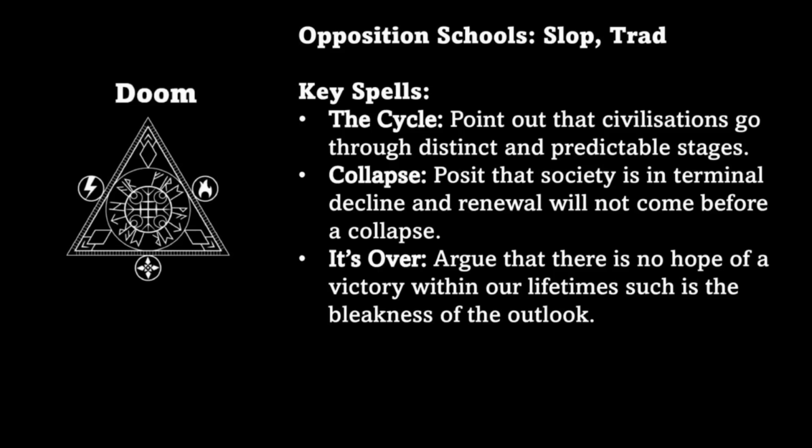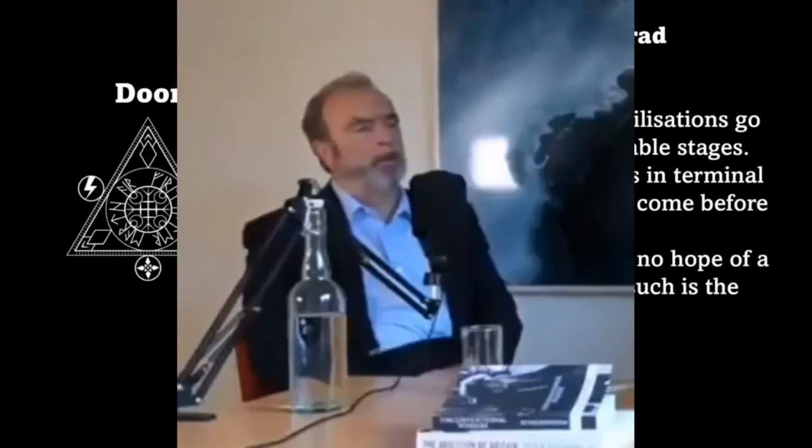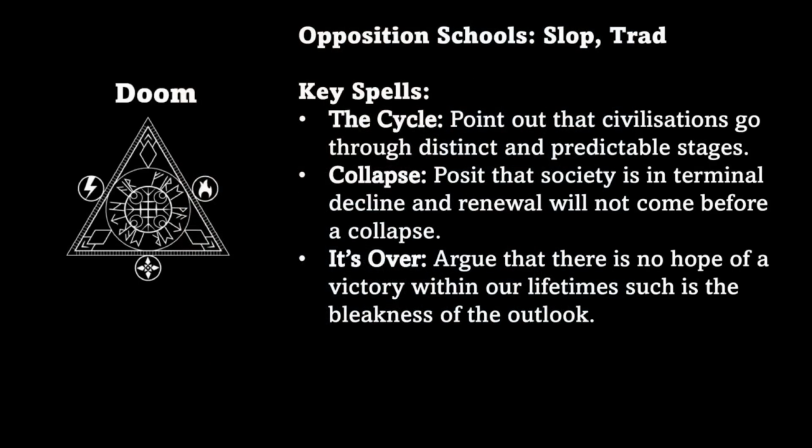Then we have collapse. Another key spell, it posits that society is in terminal decline and renewal will not come before a collapse. And finally, it's over. Argue that there is no hope of a victory within our lifetimes, such is the bleakness of the outlook. And of course, the poster child for that is Peter Hitchens.